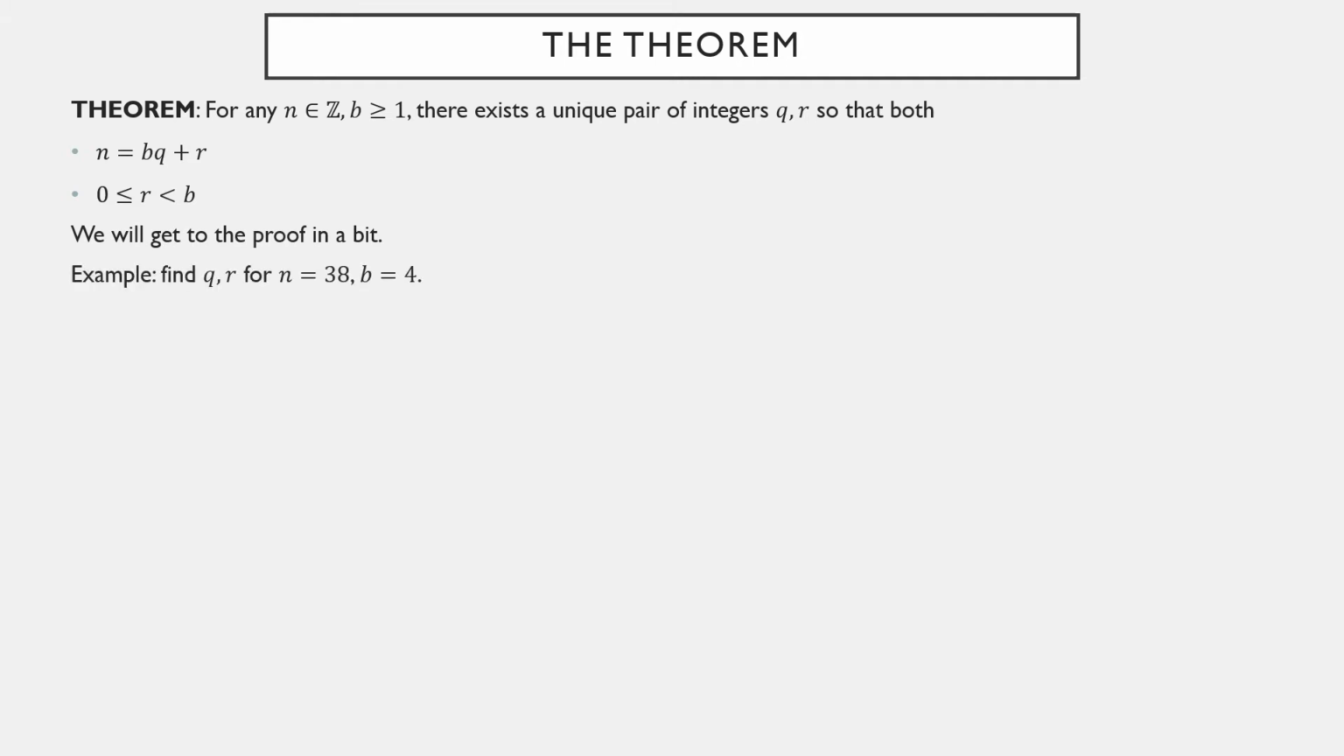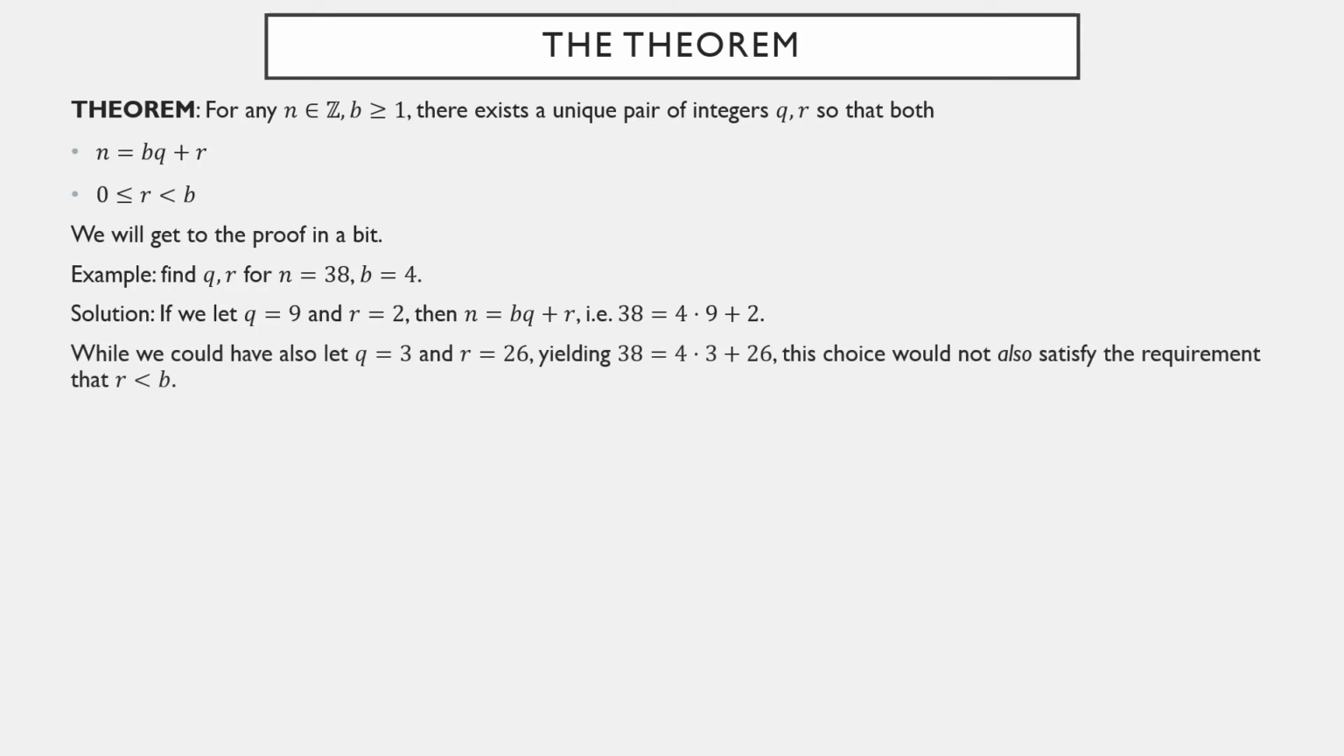But for an example, let's see how this plays out. For example, n is 38 and b is 4. So what we need to do is solve 38 is 4 times something plus r, where r is bigger than or equal to 0, but strictly smaller than 4. Well, if q is 9 and r is 2, then n is indeed equal to bq plus r. 38 is 4 times 9 plus 2.